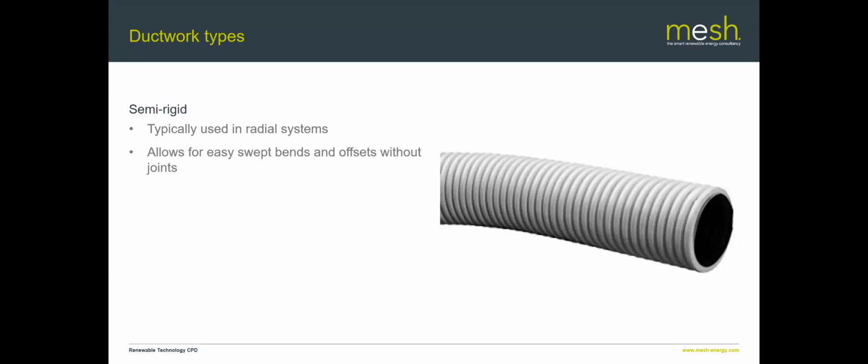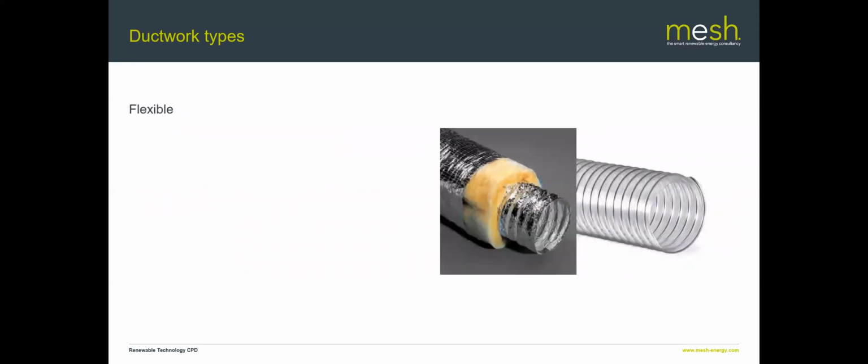Because it's semi-rigid, it means it can be used to create small offsets without having to joint the system. And because you can create easy swept bends with it, that's good from a resistance point of view. The only thing I would say is beware of resistance. If you try and reduce the diameter, you don't want to be introducing additional resistance. And also, obviously, when you reduce the diameter to get the same flow, you have to push the air through faster, which can lead to noise.